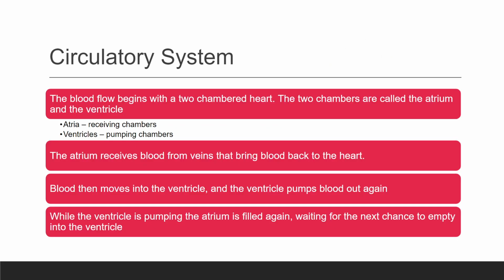When we're looking at a circulatory system in bony fish, we can look specifically at a closed circulatory system. A closed circulatory system that has one loop, but does begin with a two-chambered heart. The two-chambered heart has two separate sections, one called the atrium and the other the ventricle. The atrium is the receiving chamber, whereas the ventricle is the pumping chamber, and the atrium receives blood from veins that bring blood back to the heart. The blood then moves into the ventricle, and the ventricle pumps blood out again. While the ventricle is pumping, the atrium is filling again, waiting for the next chance to empty into the ventricle.